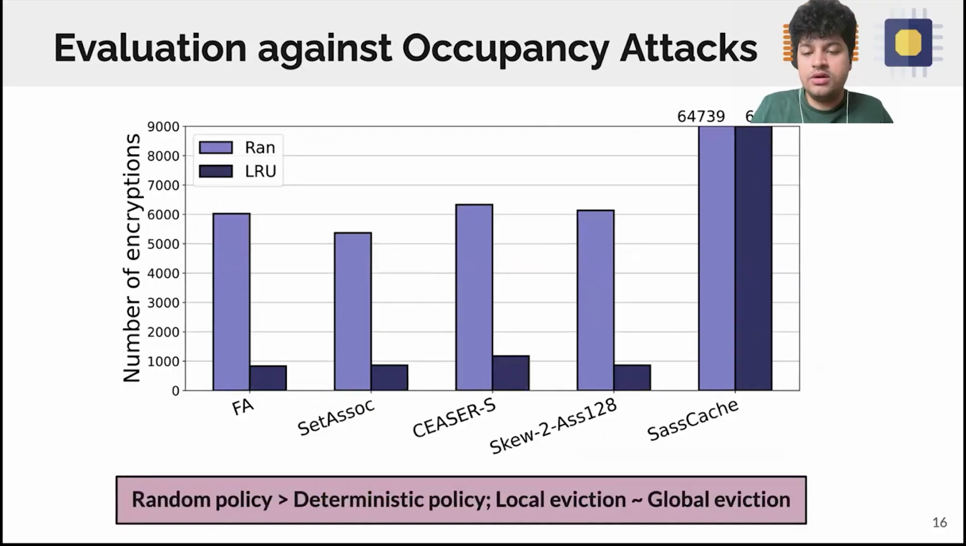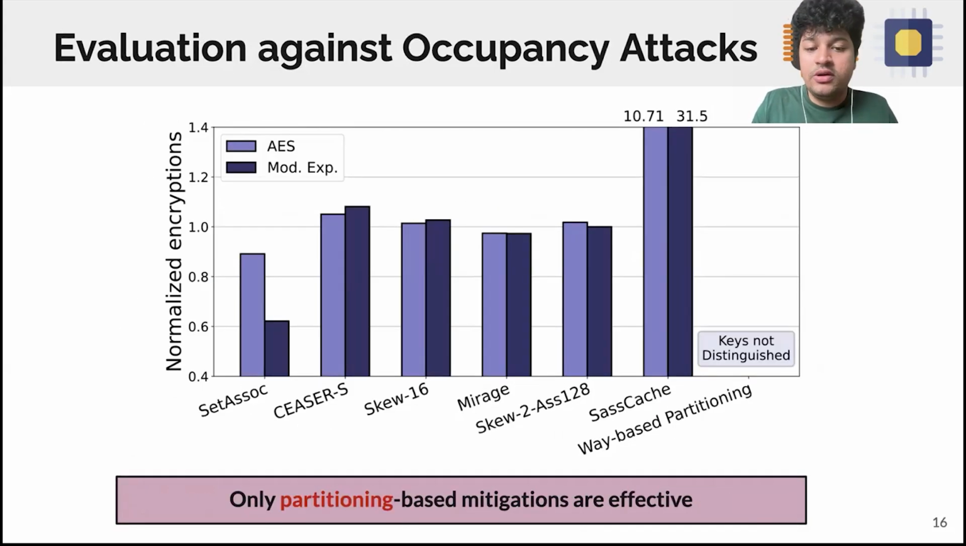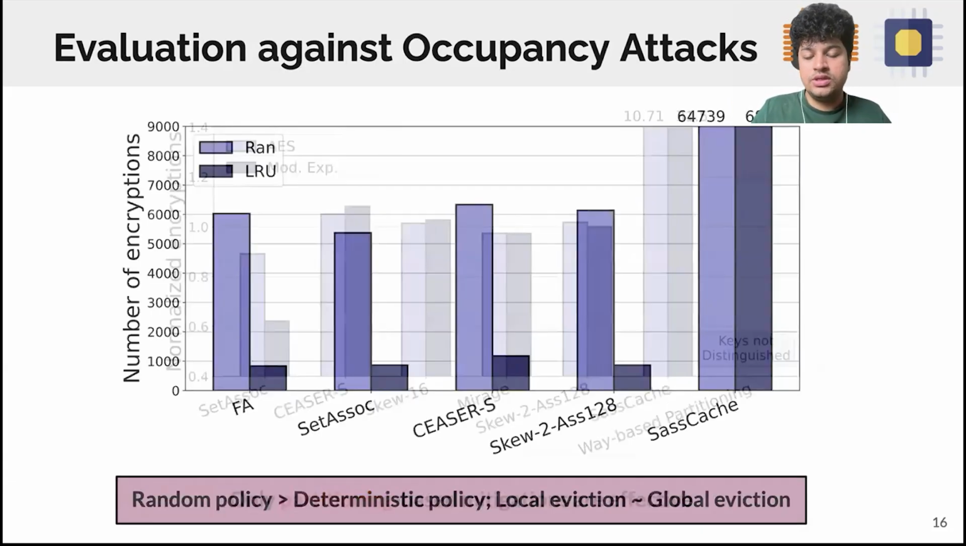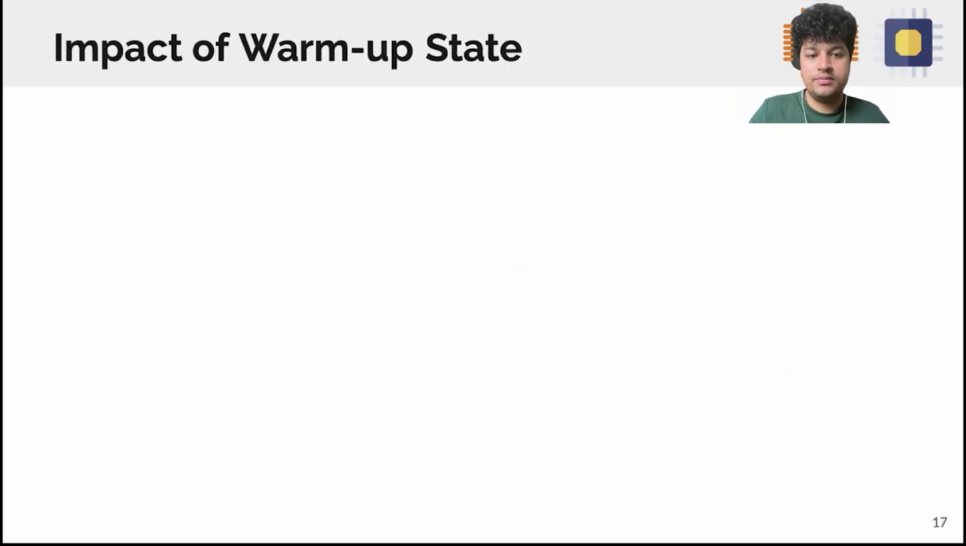Now, if we were to talk about the replacement policy used, we can see that a random policy is actually better than a deterministic policy such as LRU when it comes to occupancy-based attacks. Similarly, when we talk about the eviction policy, we see that Mirage uses a global eviction policy, and it does quite similar to the other designs which use local eviction policies. So there's no real trend to observe there.